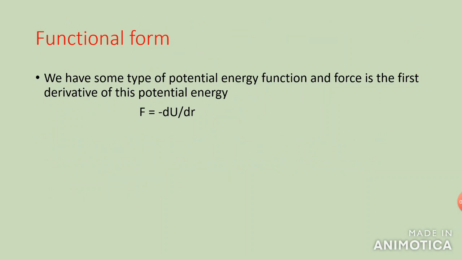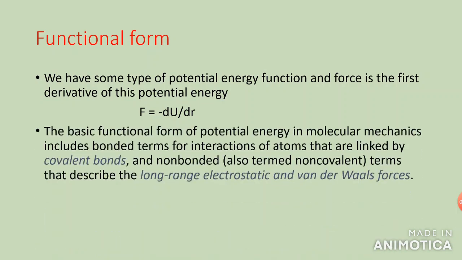Now we are going to discuss the functional form. We have some types of potential energy function and force, as we have already learned in our school classes. The force is the first derivative of this potential energy. So F equals minus dU upon dr.